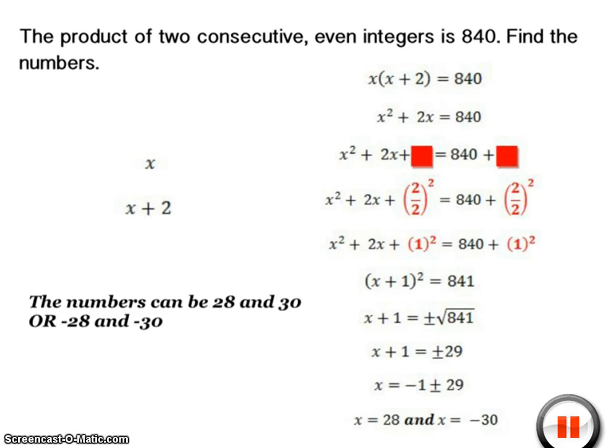But before we go on, let's talk about how you can get 28 and negative 30 and what that means. It means that the numbers can be 28 and 30, or they can be negative 28 and negative 30. Now we can go over that more in class, but if you're confused about that, why don't you try substituting 28 and 30 into the equation and negative 28 and negative 30 in, and seeing what happens, and let's talk about it in class. Pause now and copy down this example.